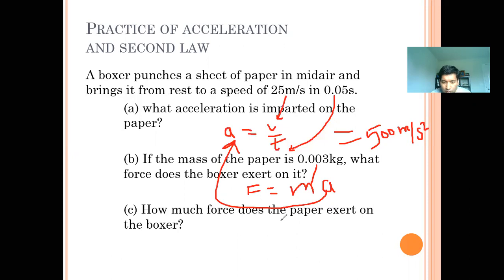So how much force does it exert? Put the values and get the answer, and it will not be wrong. Just do the calculation. How much force does the paper exert on the boxer? Use Newton's second law. By the third law, it will be equal and opposite, right? Whatever you get here will be the same force exerted by that paper on the boxer's punch, right?